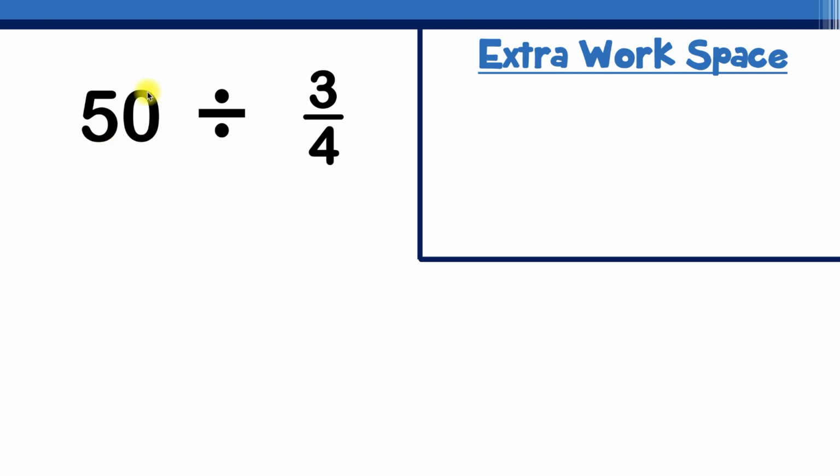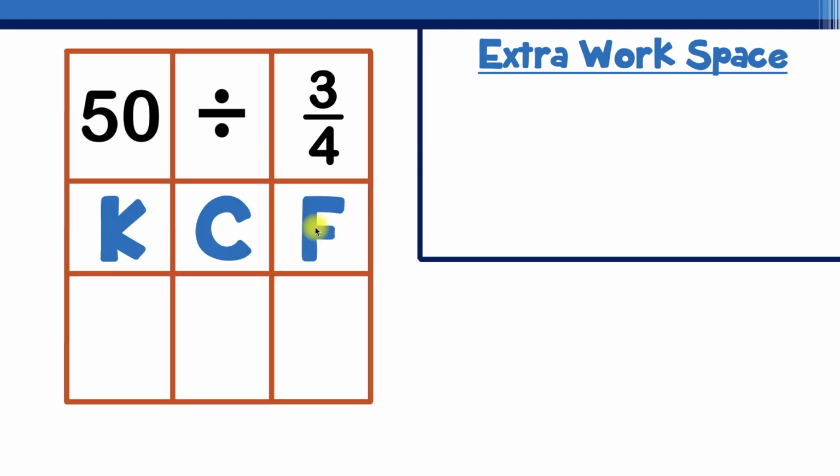Here, we've got 50 divided by 3/4. Because we have a division problem, we need to use the process called KCF, where we keep the first value in our question, change the division to multiplication, and flip the second fraction so that the top becomes the bottom and the bottom becomes the top.